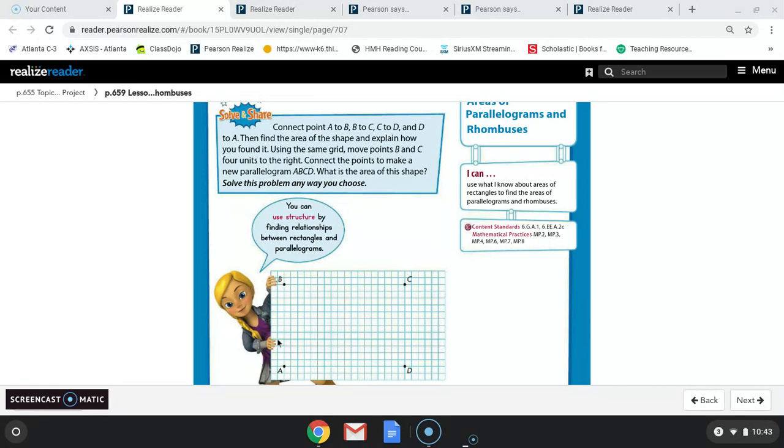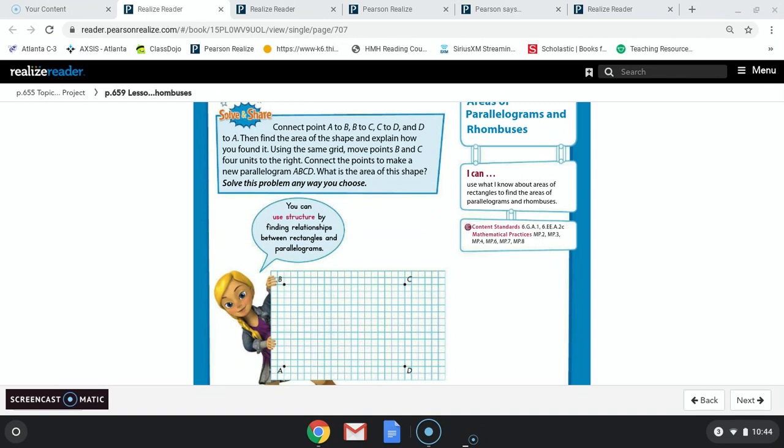If we did this, we would find 12 squares between A and B, and we would find 18 squares between B and C, which is also true that we would find 18 squares between A and D, or we would find 12 squares between C and D. Okay, so our length times width is going to be 18 times 12, or 12 times 18. Okay, when we do that, we're going to find 216 square units.